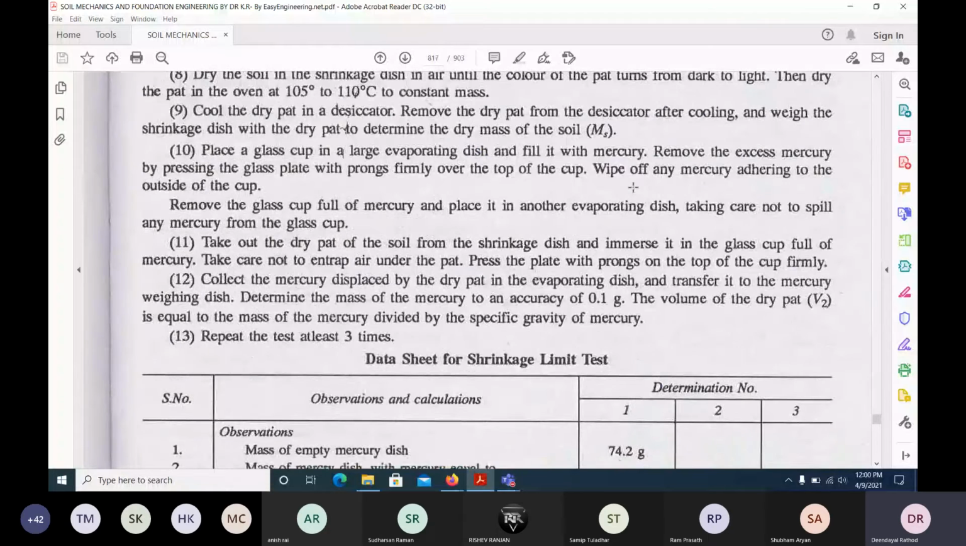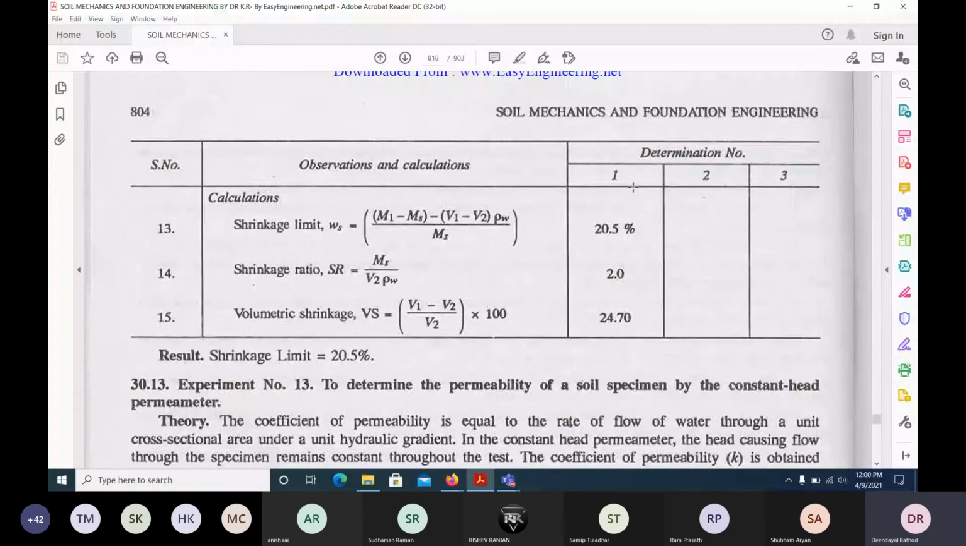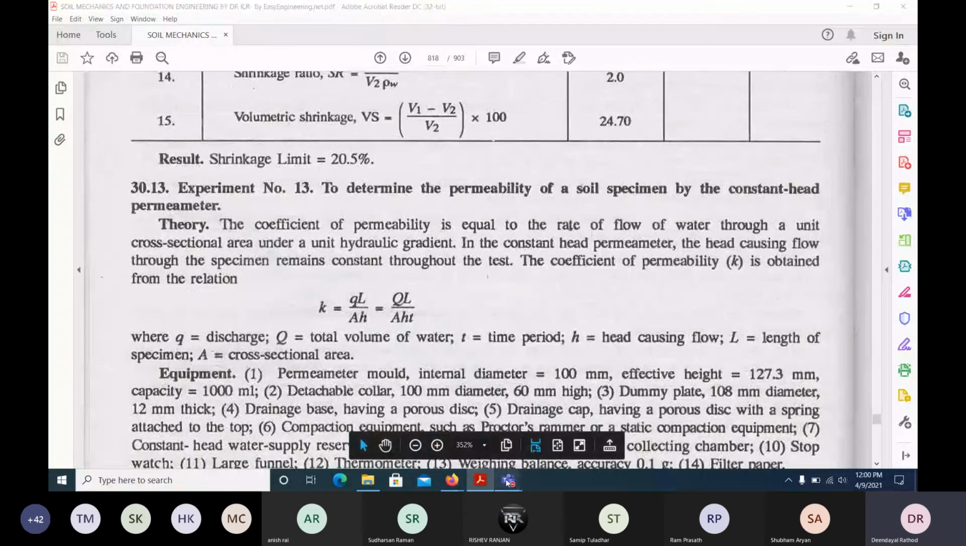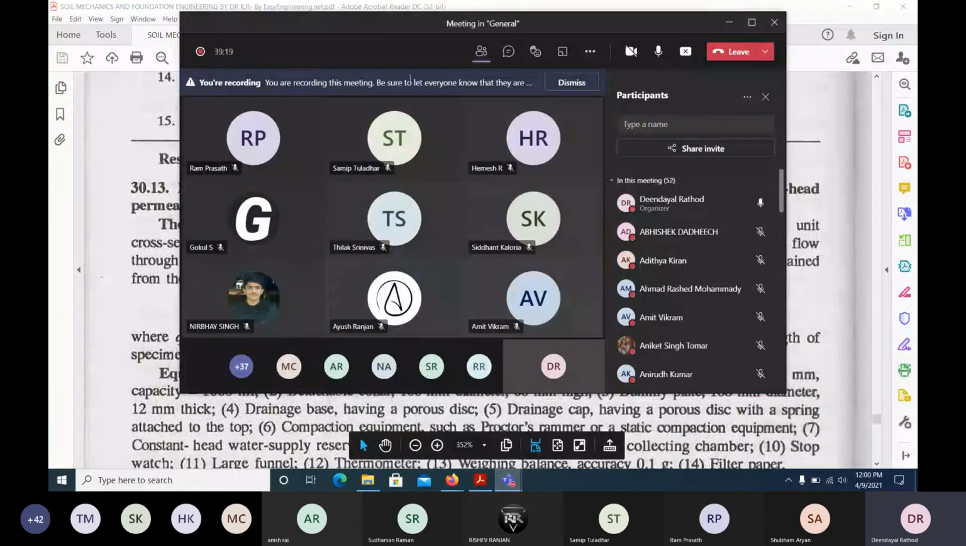When do you have this laboratory actually? Next semester or this semester? Is somebody taking this laboratory? Nobody is taking the laboratory course now?